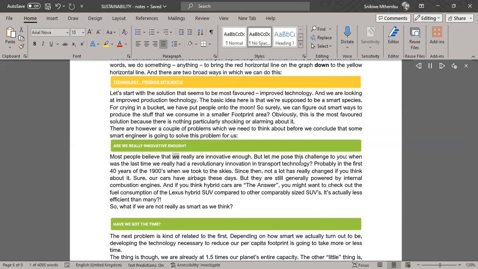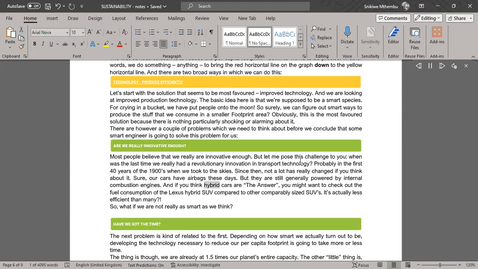Most people believe that we really are innovative enough. But let me pose this challenge to you: when was the last time we really had a revolutionary innovation in transport technology? Probably in the first 40 years of the 1900s, when we took to the skies. Since then, not a lot has really changed if you think about it. Sure, our cars have airbags these days. But they are still generally powered by internal combustion engines.